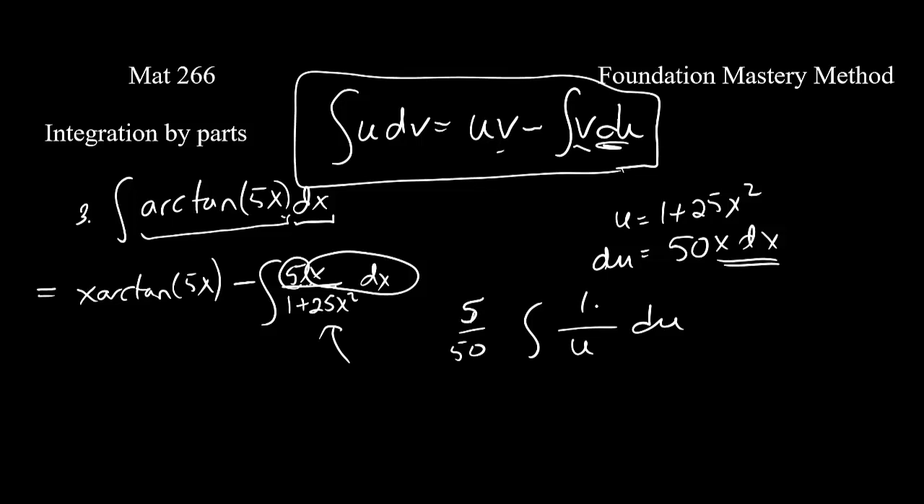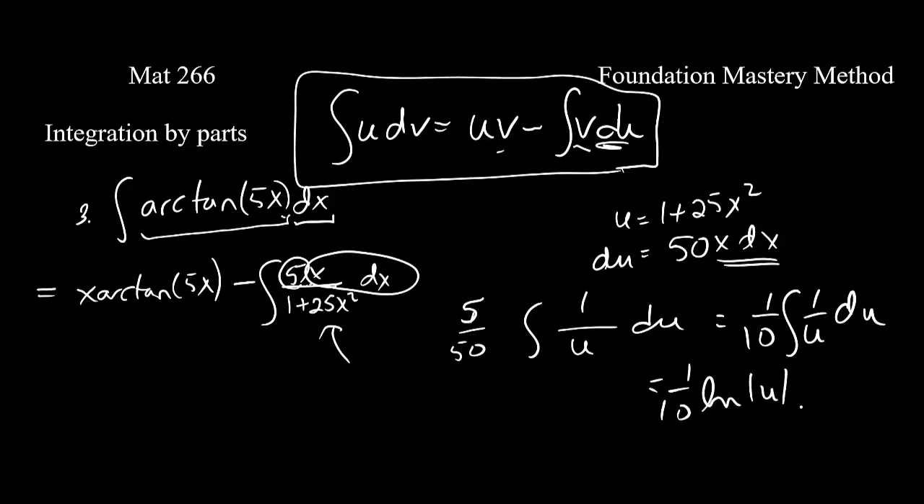So essentially we're going to be integrating 1/10 times 1 over u du, or this. And this is going to equal 1/10 times the natural log of the absolute value of u. And our u was 1 plus 25x squared, which will always be positive. So we have 1/10 times the natural log of 1 plus 25x squared.